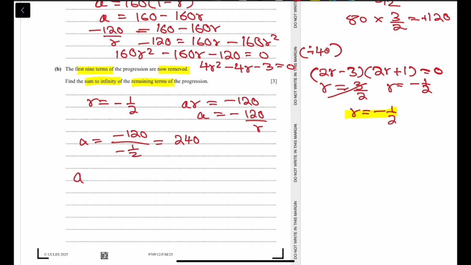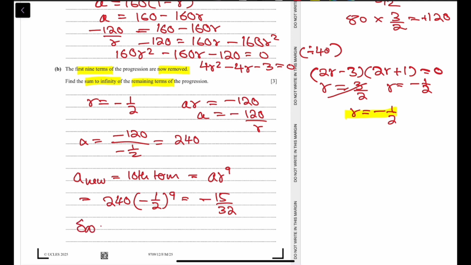Our new a is going to equal our 10th term because we've removed the first 9. That'll be equal to ar to the power 9, which is equal to 240 times our negative a half to the power 9, which is equal to negative 15 over 32. Now we can just plug that into our sum to infinity formula, which is a over 1 minus r, negative 15 over 32 over 1 minus negative half, which is equal to negative 5 over 16.